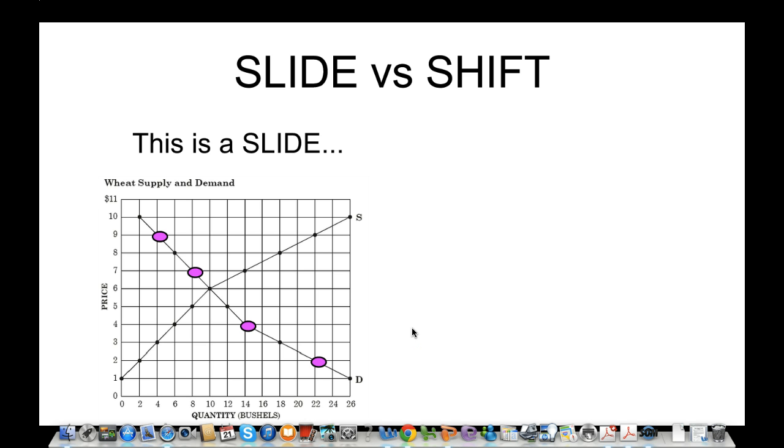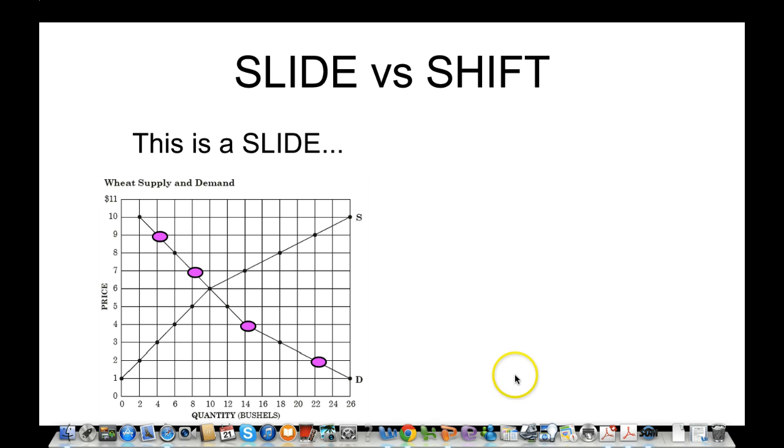To clarify something we're going to be talking about, I will talk about slides and I will talk about shifts, and you should really understand the difference between the two. On the left-hand side, you see something called a slide. I know that was repetitive, but this chart shows you that. I mentioned those purple dots and how anything along that demand curve is a representation of what happens when there's a price change. When price changes, you slide along the curve.